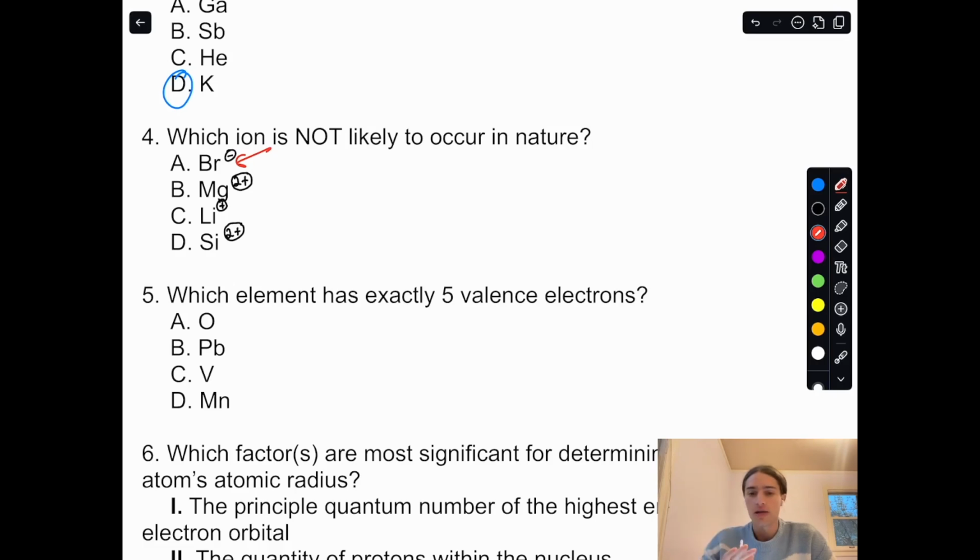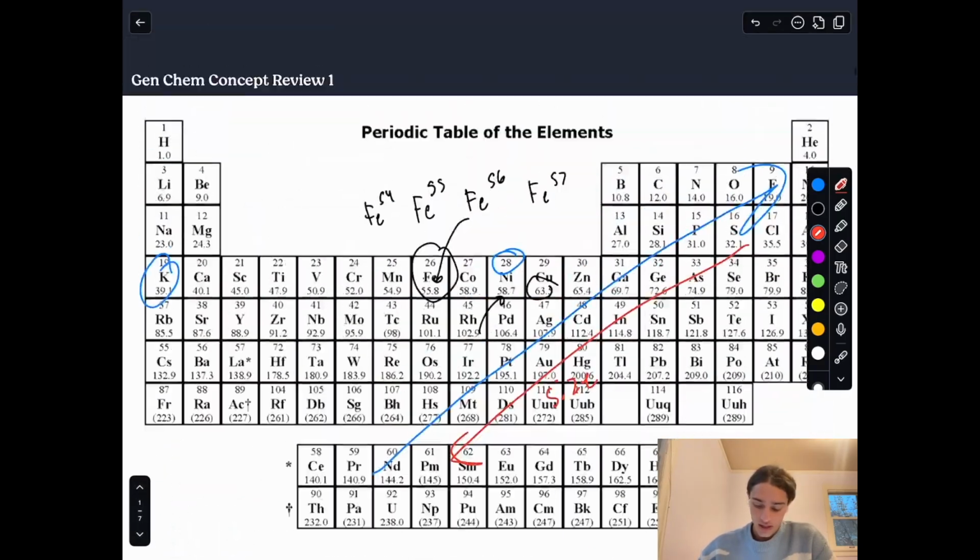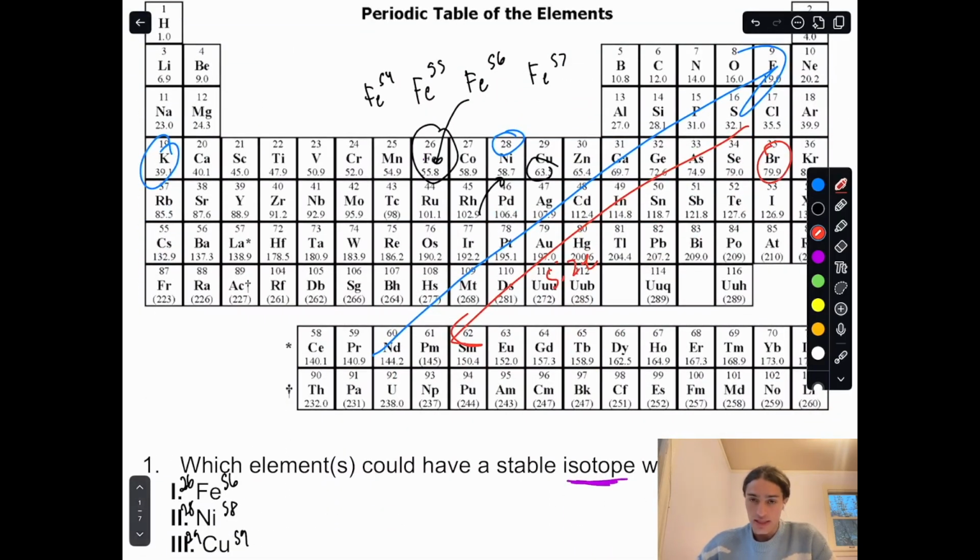Because remember, all the elements would love to have completed electron shells, which is the same thing as saying having a noble gas configuration. So bromine is right here on the periodic table, and if it gained an electron, it would have a completed shell. It would have the same electron configuration as krypton, so that's great. So this seems very likely.